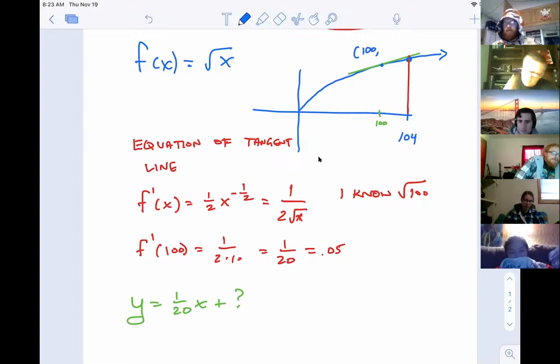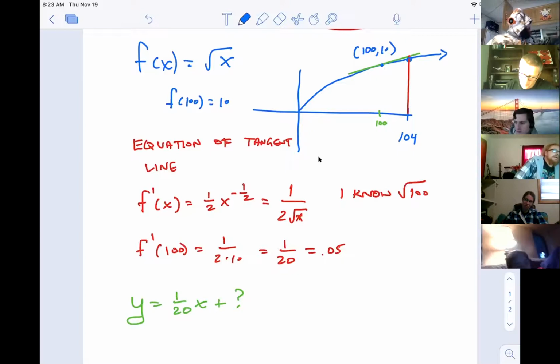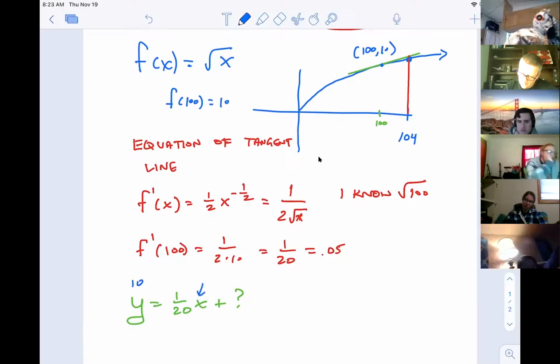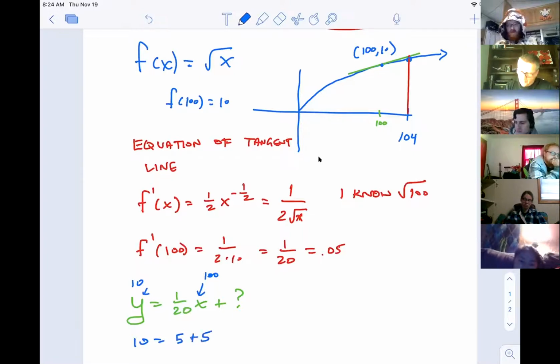Yeah, if you plug it into the original equation, you should. Yeah, if I plug it into the original equation, that's again why I picked 100, then the square root of 100 is 10. And so that's the point: x is 100, y is 10. And so I have a point and I have a slope. So if I know that y needs to be 10 when x is 100, then I can say 10 equals 100 divided by 20, which is 5. Then that means this is plus 5.